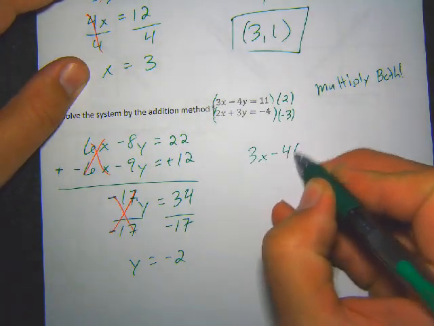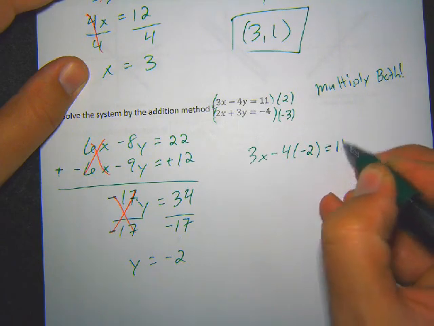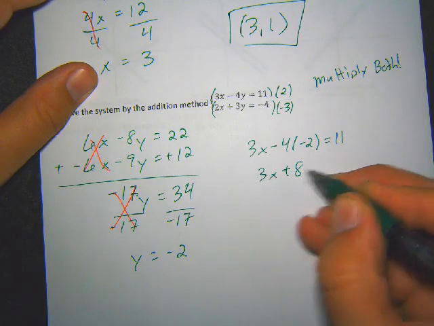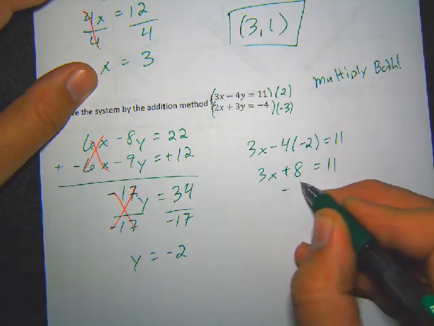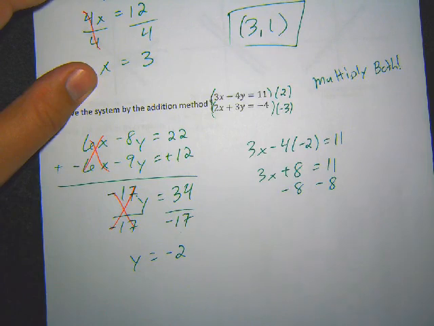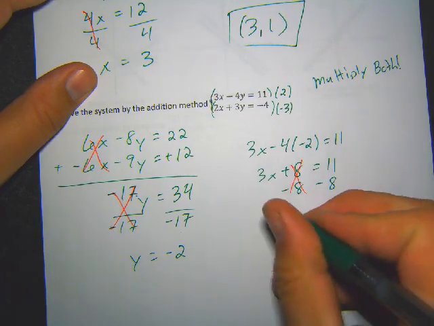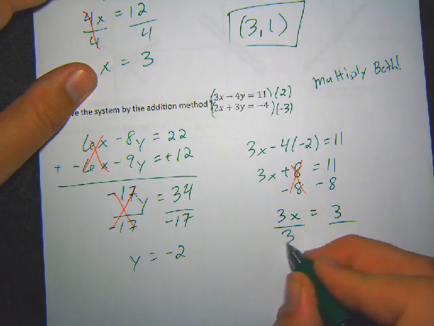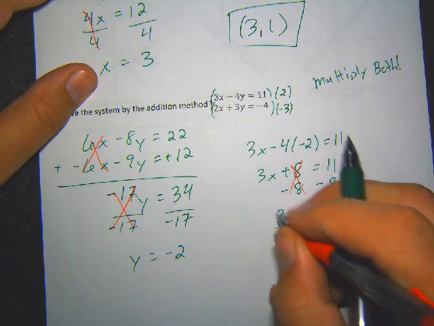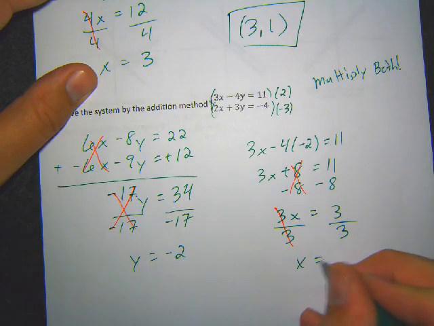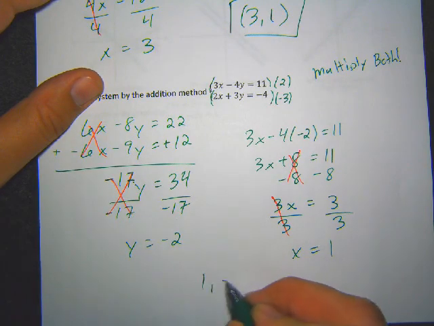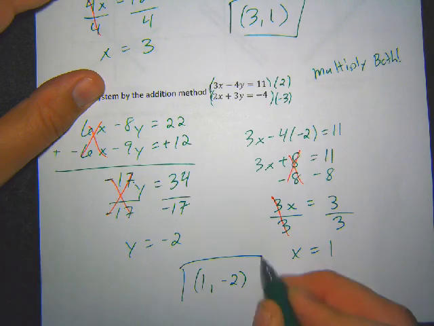3x minus 4 times -2 equals 11. -4 times -2 is +8. 3x plus 8 equals 11. Subtract that 8 across. I'm just trying to get this x by itself, so get rid of the 8 part. 3x equals, that gives us 3. And then divide to finish it off, so divide by 3. Get through this 3, and we just get x equals 1. So we can see our answer, our ordered pair, again, x first, so 1, -2. So 1, -2 is our answer.